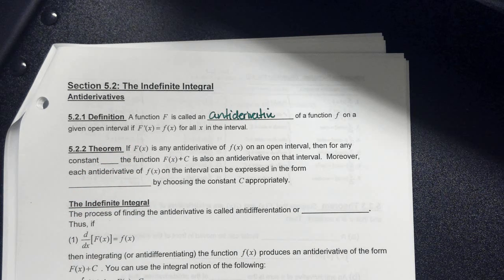So basically the antiderivative is the reverse process of differentiation. You'll be given the derivative, and when you integrate, you're integrating the derivative, and what you're trying to find is the actual function that has that particular derivative.